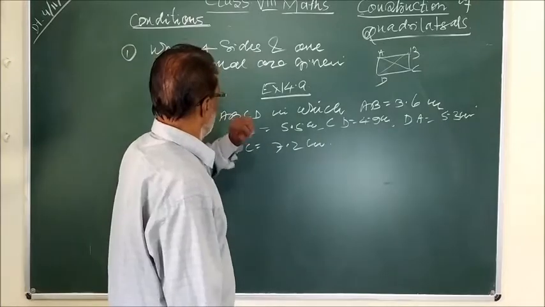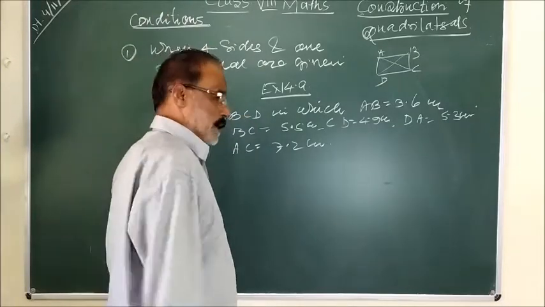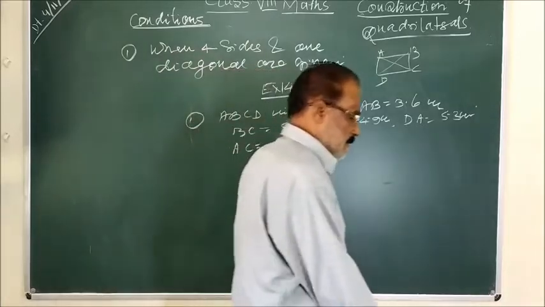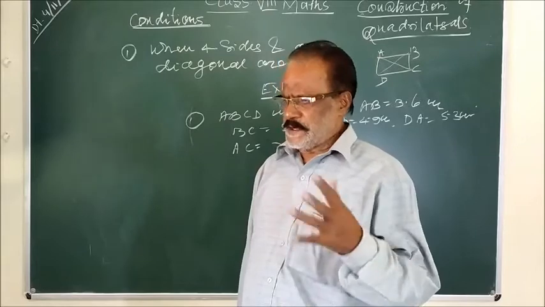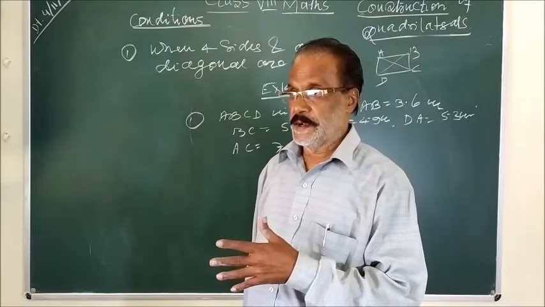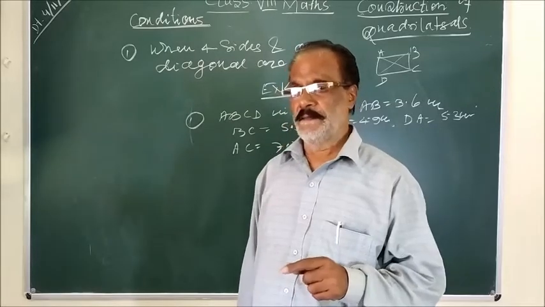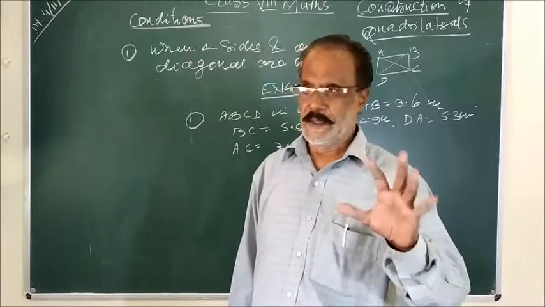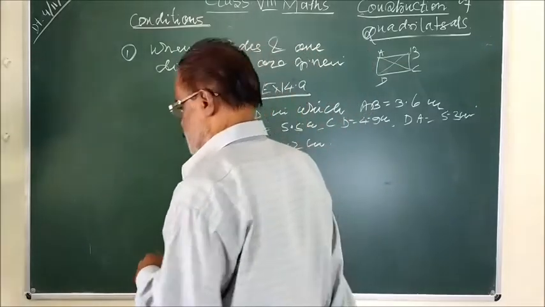A quadrilateral, as I have already explained, is an enclosed figure bounded by 4 sides. Or in the detailed definition, if we take 4 points in which no 3 points are collinear, and we join them, the figure obtained is a quadrilateral.